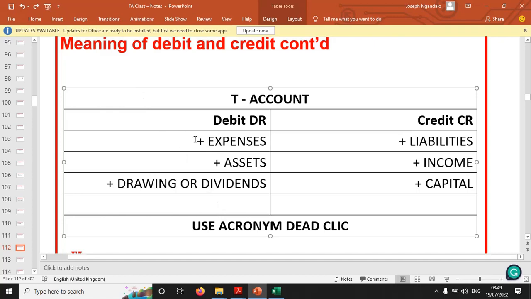Right. You debit expenses, assets, and drawings, right? Or dividends. Then you credit liabilities, income, and capital. There are those people who like saying, I usually forget. So there's an acronym down here. DEAD. DEAD means what? Debit expenses, assets, and drawings. And then credit the rest. Do you understand this? Double entry. Double entry. Please let us excel and succeed at double entry.